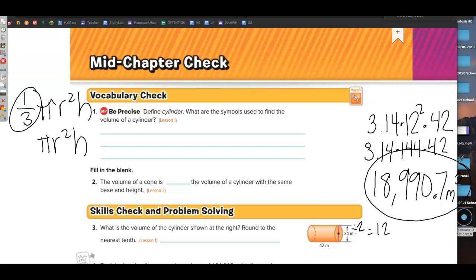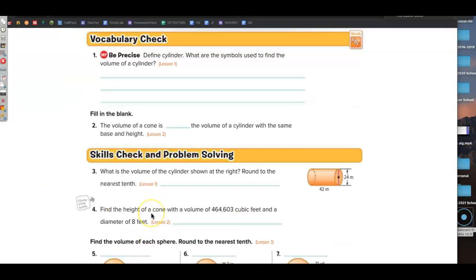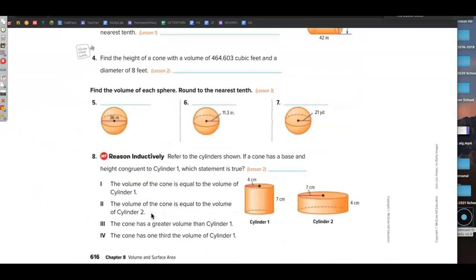Okay, then the next one is kind of one of those ones where, again, we have to work backwards. It says, find the height of a cone with a volume of 464.603 cubic feet and a diameter of 8 feet. So I am using my formula for a cone, which is pi r squared times height, all divided by 3. Now, do we know the volume? Okay, so what is my volume?